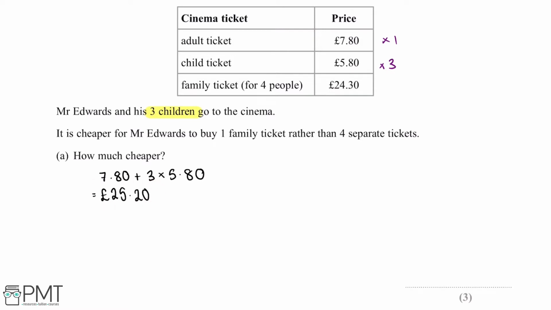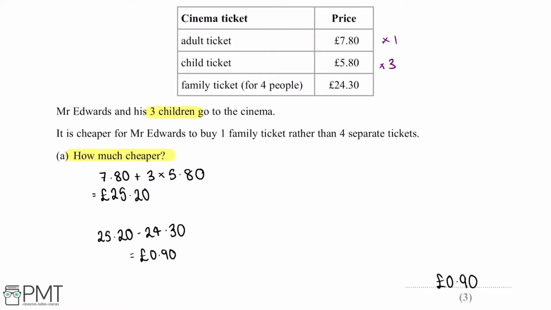However, we want to work out how much cheaper it is to buy a family ticket. So in order to do this, we'll want to work out the difference between the prices of a family ticket and the prices of the separate tickets. So to do this, we can do £25.20 minus £24.30. And this gives us an answer of 90p. And this is our final answer.